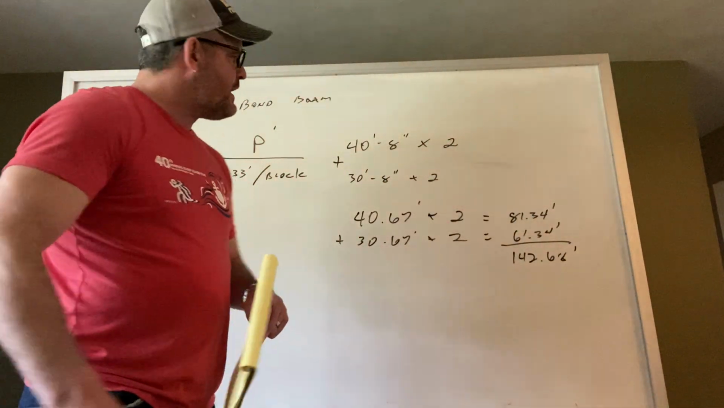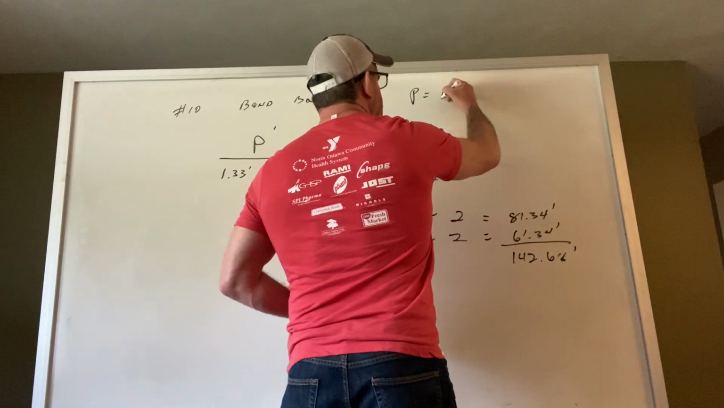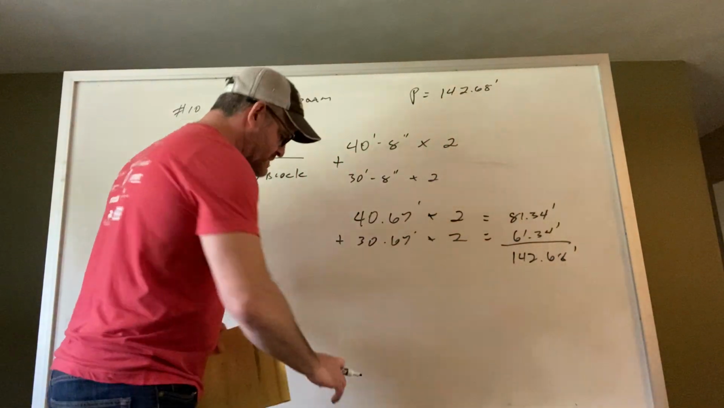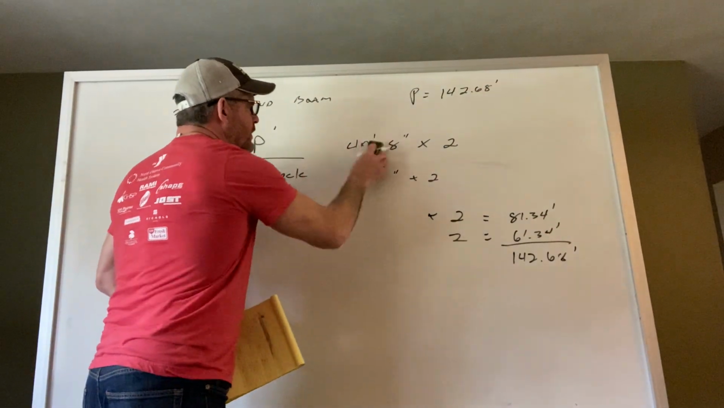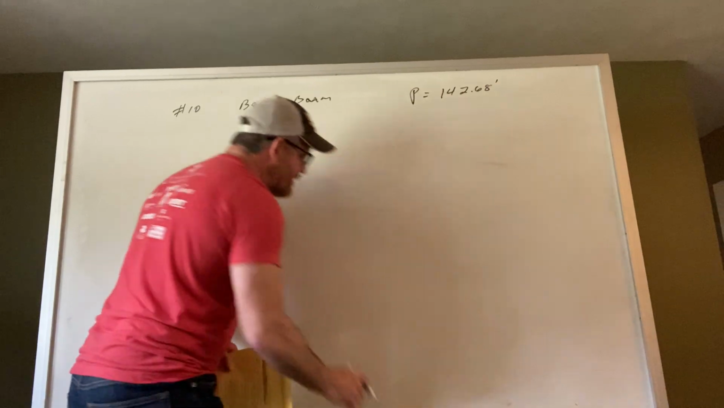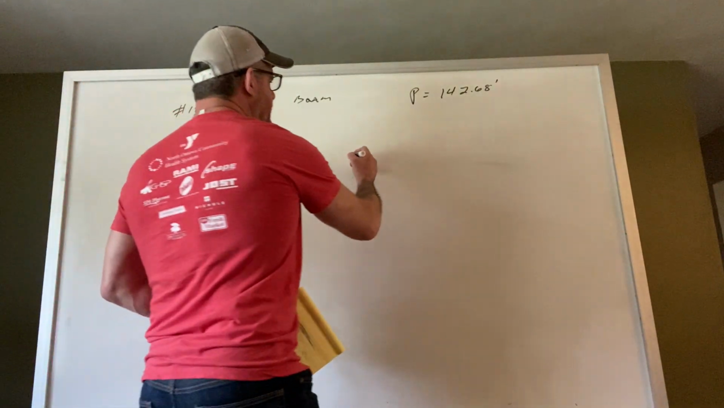Again, we've already determined that once before, but that is our perimeter. Perimeter equals 142.68 feet. We've actually determined it more than once, but it won't hurt us to review it. So again, from there, once we know how to set up the math problem and solve for whatever we need to solve for, very easy math.